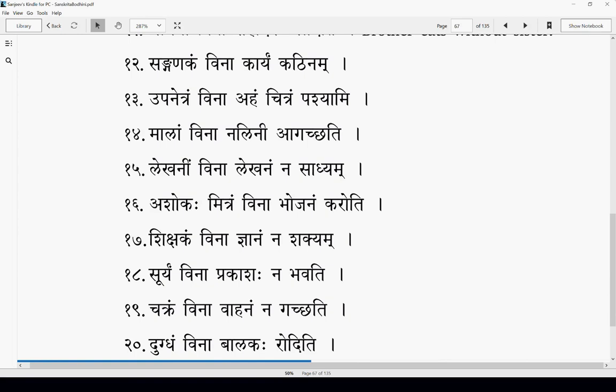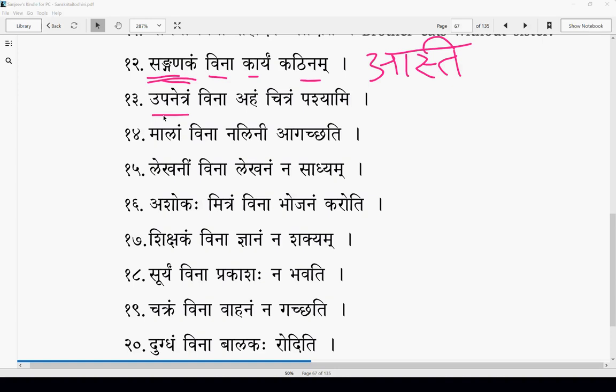Sanganakam vina karya katinam. What is the meaning? Without computer, it's difficult to work. Without instrument, right? Sanganakam is computer. Karyam, work, katinam, difficult. Asti, you have to assume here. Asti is a kriyapadam. Here also Dvitiya Vibhakti, Sanganakam is a Napumsakalinga Shabda, but Dvitiya is coming because of Vina.